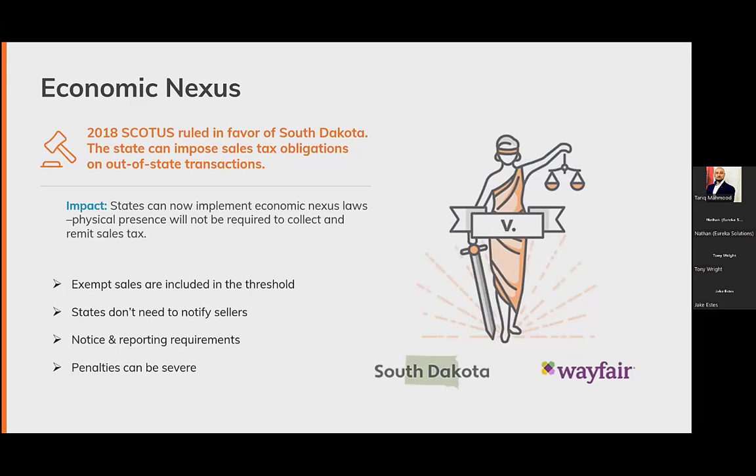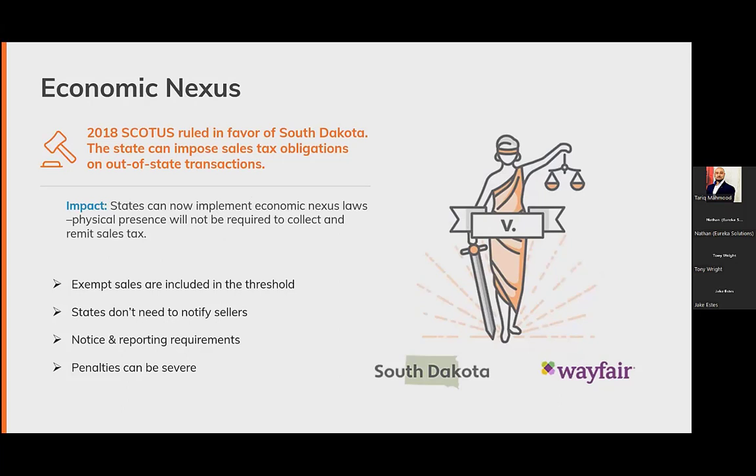In addition to physical nexus, there is now economic nexus, which came into effect following the South Dakota versus Wayfair 2018 Supreme Court decision. For those of you who don't know, Wayfair, the company, was selling to customers in the state of South Dakota without having a physical presence in the state, therefore wasn't paying South Dakota any taxes. South Dakota felt this was unfair and was owed tax from Wayfair, and therefore took them to court and won.